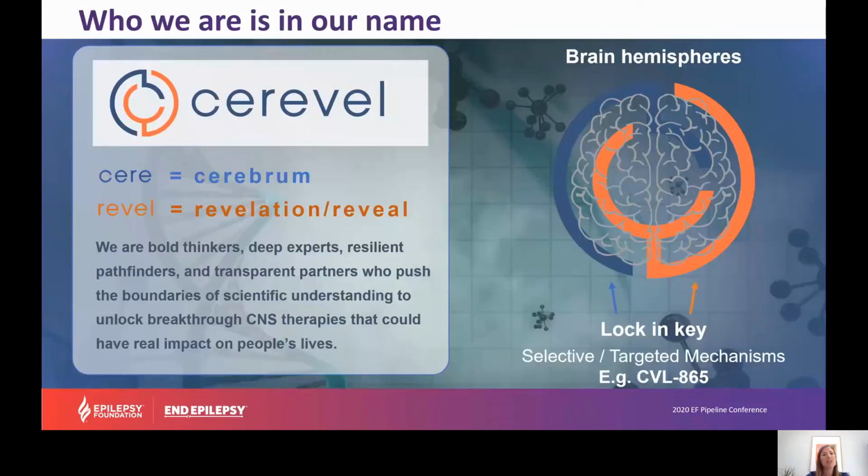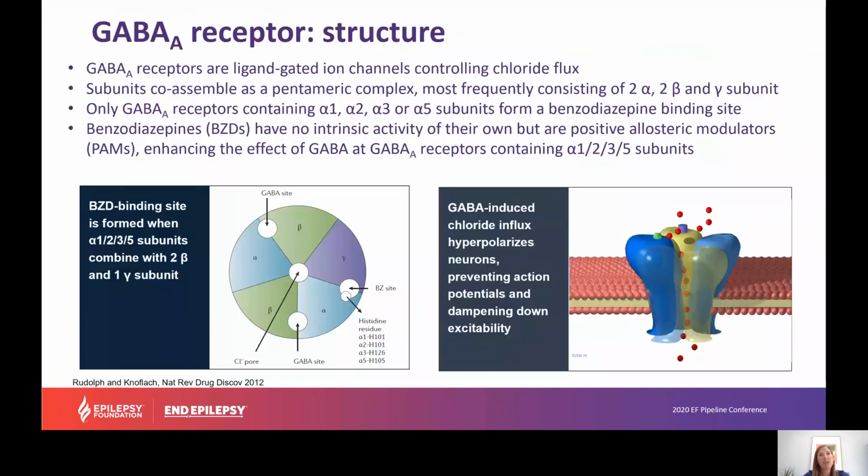I wanted to start with a little information about CVL, who were formed a couple of years ago as a partnership between Bain Capital and Pfizer. The focus is on identification and development of selective drugs for targeted mechanisms in neurology and neuropsychiatric disorders. A really important program for us is in the treatment of epilepsy with our drug, which has a novel selective mechanism of action.